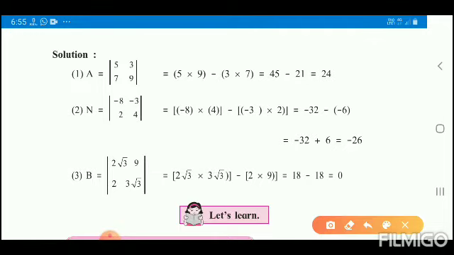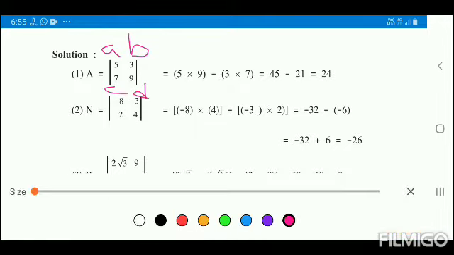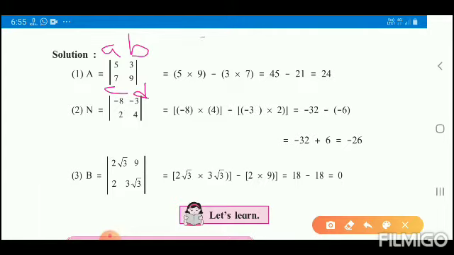We have to multiply. Here I will write A, B, C and D. You have to keep in mind that determinant's value we are finding by AD minus BC. So here A is 5, D is 9, so 5 multiplied by 9. We are giving the minus sign in between that. Then BC means 3 multiplied by 7. So 5 nines are 45 minus 21. You will get the answer 24.